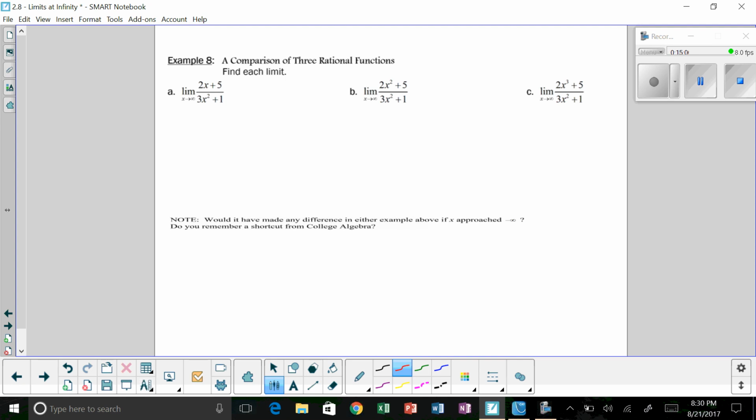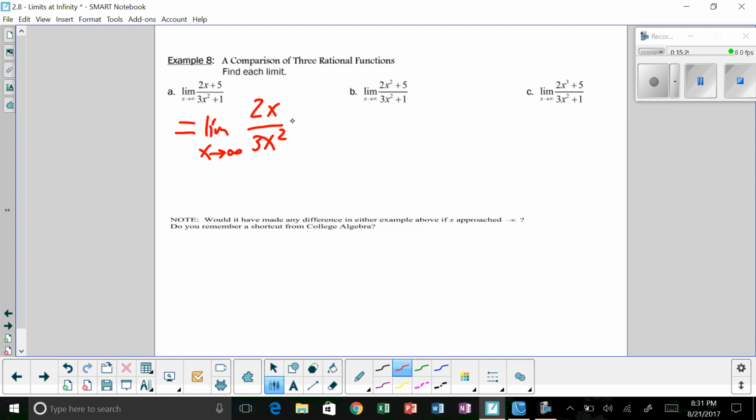Notice here that the limit is as x is going to infinity. The cover-up method only works for limits at infinity. We have to be very careful not to use this method in other cases. So in this case, we're going to look at the fastest growing term in the numerator, which is the 2x, and the fastest growing term in the denominator, the 3x squared, and we're going to look at their ratio. So this limit is equal to the limit as x goes to infinity of 2x over 3x squared.